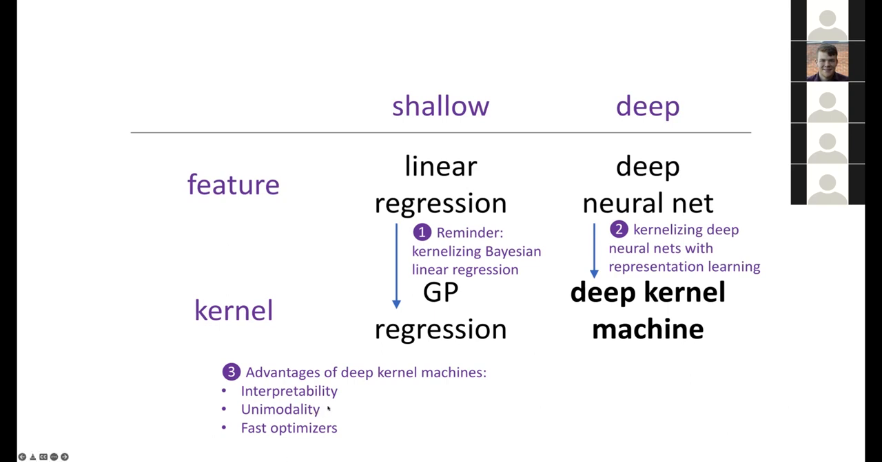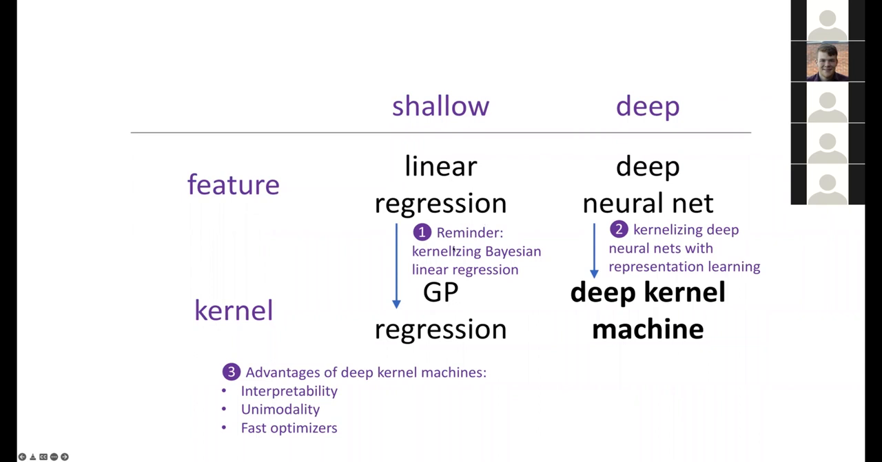Unimodality: we have strong reason to believe that the deep kernel machine loss is actually unimodal, which is very nice. And then fast optimizers. Because we now have a unimodal loss, we get to be very clever about the optimization we do, and we can apply some tricks to massively speed that up over basic gradient descent-based methods. Okay, then, let's get started with this point one.